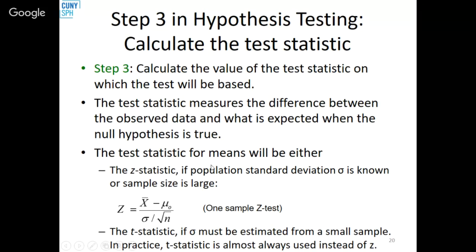So for a difference in means between two samples or between a sample and a population mean, that test statistic will be either a Z statistic, at least under the assumptions that you've made so far of normality, etc. It will be a Z statistic when the population standard deviation is known, or the sample size is very large, so I think greater than 500 or something. Or if you estimate the standard deviation from the sample, then you should be using the T statistic, regardless of sample size.